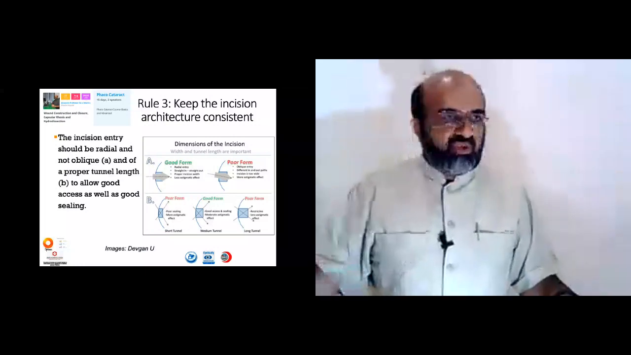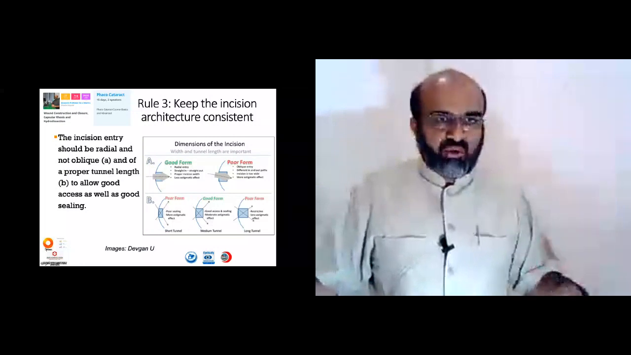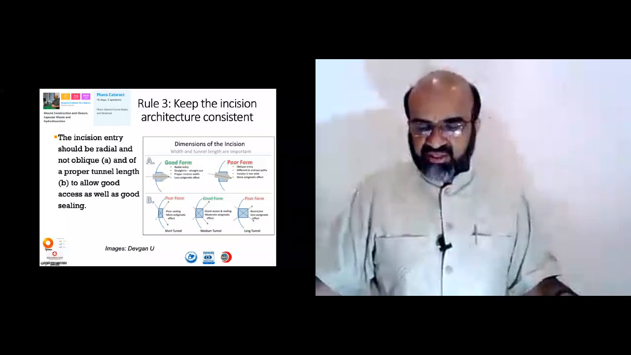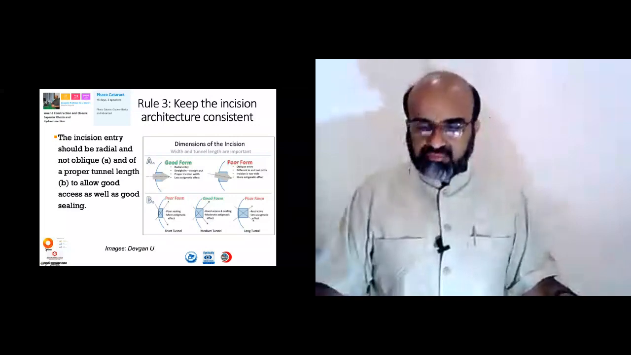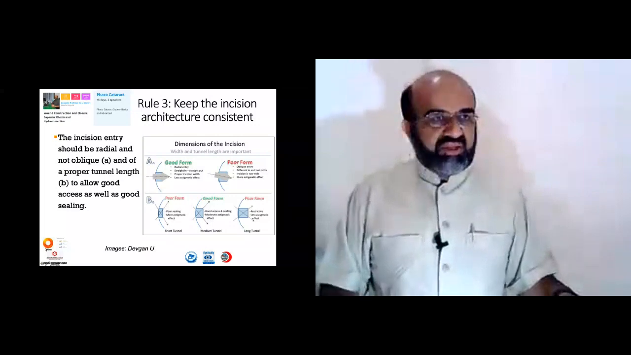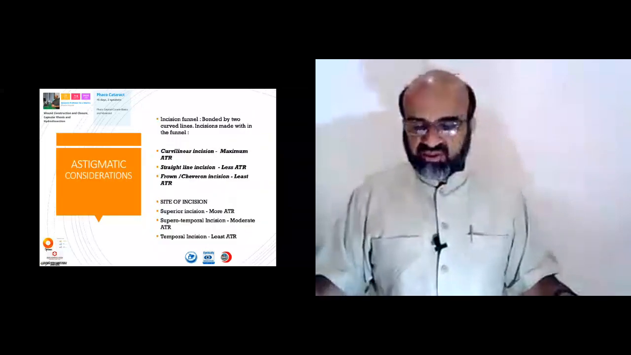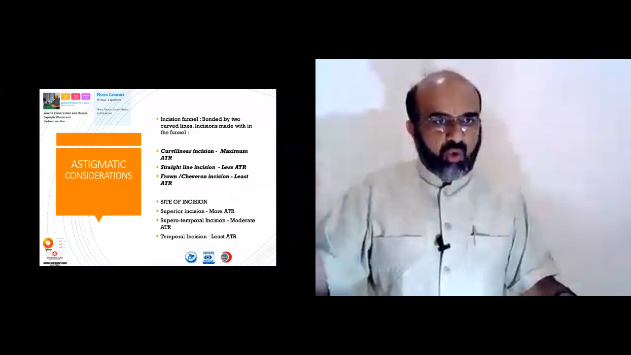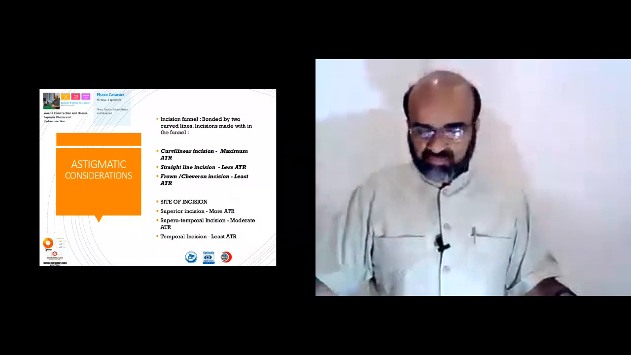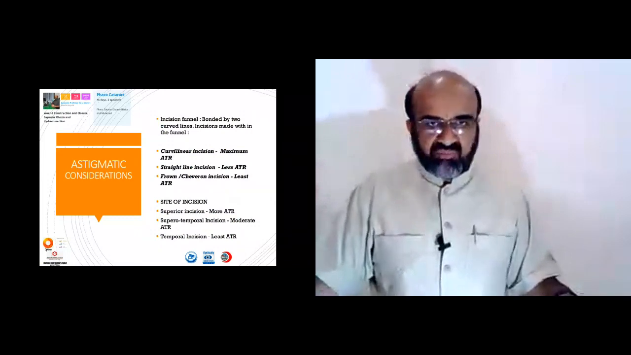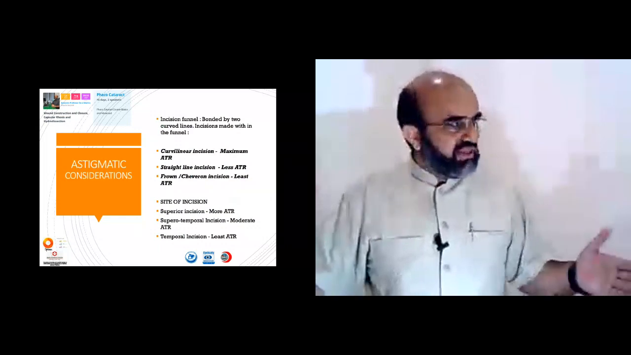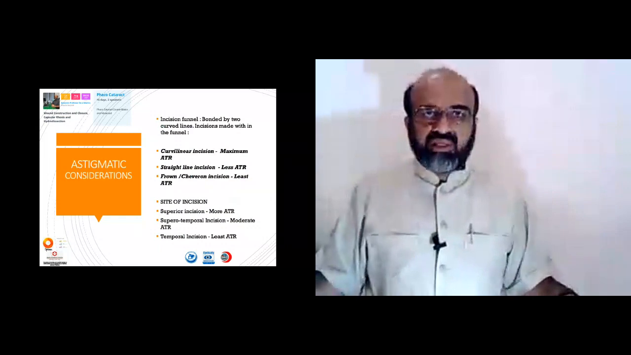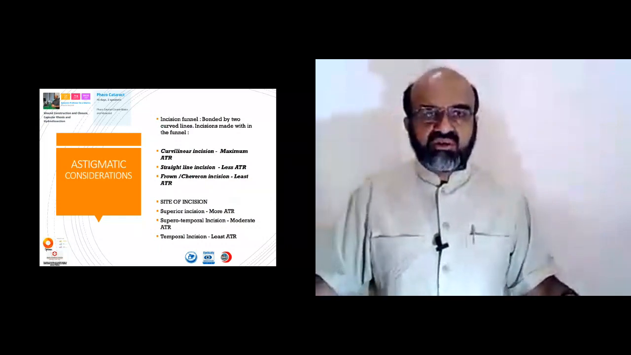So these three rules are the gist of incision construction and giving safety to the eyes of the patients. Astigmatic considerations we have already discussed. Regarding site of incision, superior incisions are more prone to induce astigmatism as compared to temporal incisions. Then with good tunnel length and by placing the incision further from the center of the cornea, you can reduce surgeon-induced astigmatism.